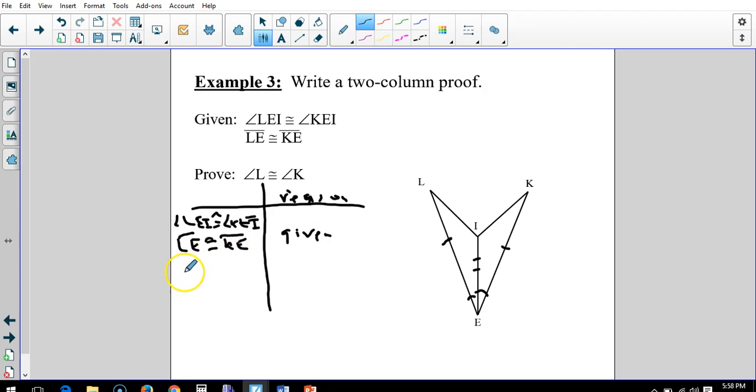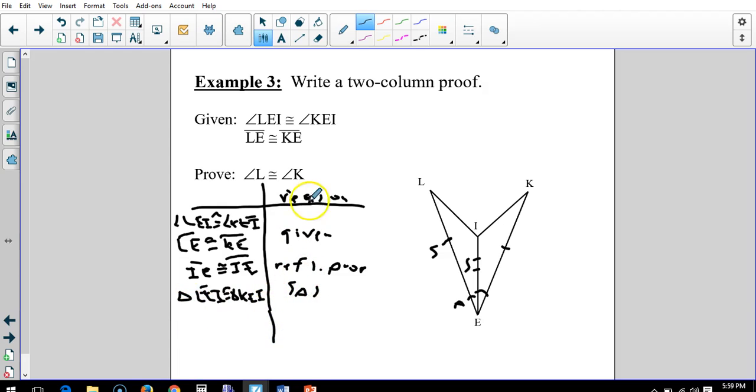Next, we're going to mark IE congruent to itself with the reflexive property. Once we do that, we can say the two triangles are congruent by SAS. So I will say triangle LEI is congruent to triangle KEI by SAS.